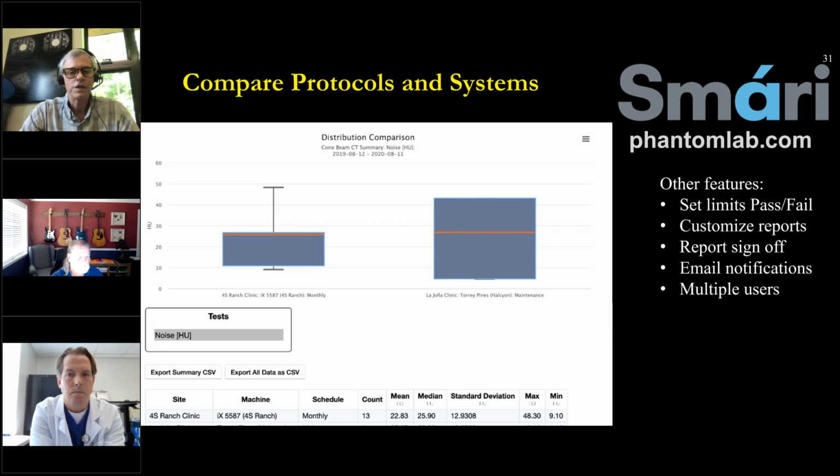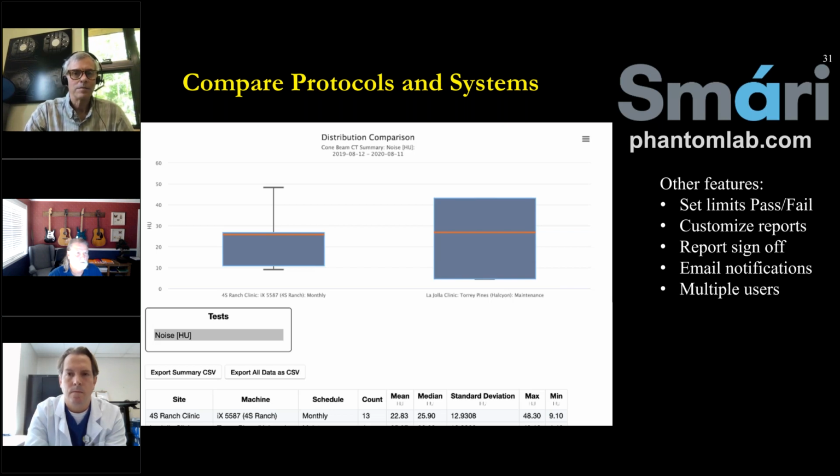In a case where you want to have a physicist who's overviewing the technicians who are doing the daily checks or whatever, you can actually have report sign-offs where the physicist would review and sign off, and there would be a record of that. There's automatic email notifications of things like that a new report has come up, and the system can manage multiple users where different users have different power to do different things.